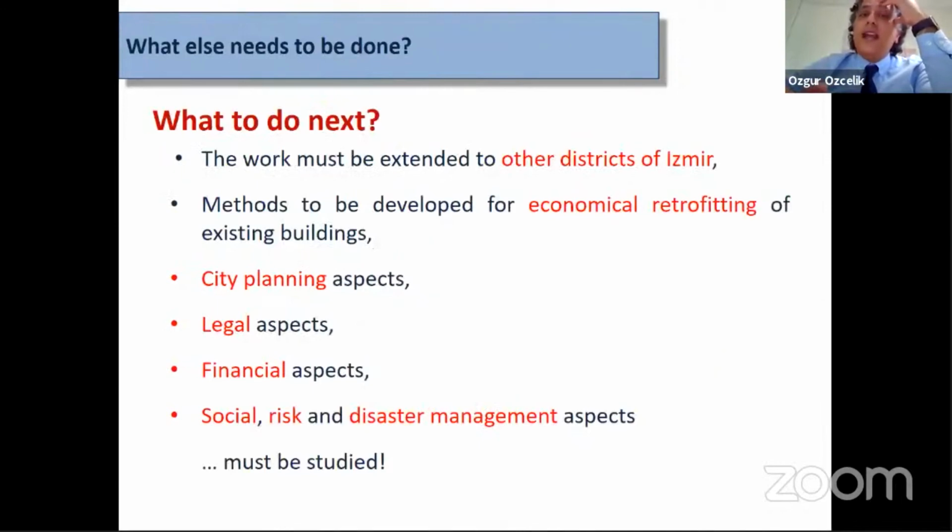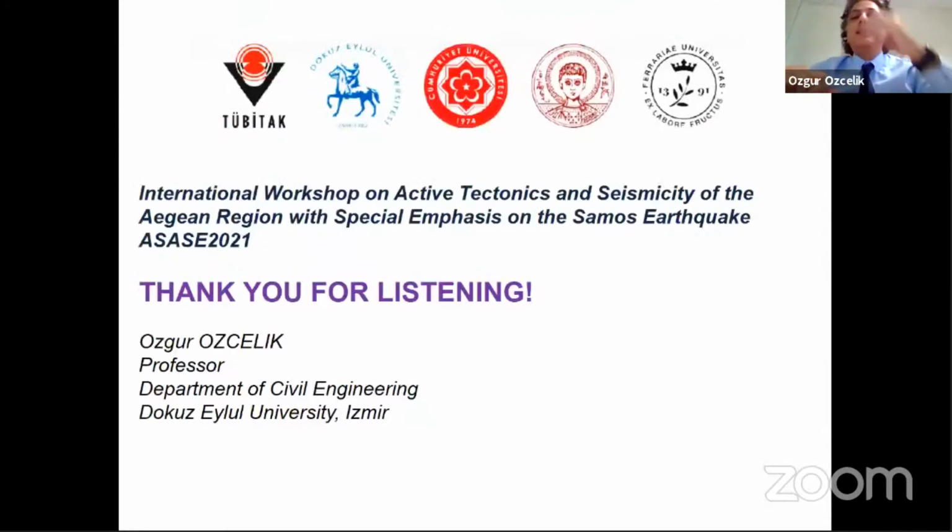What to do next? The work must be extended to other districts of Izmir. Methods must be developed for economical retrofitting of existing buildings. City planning aspects, legal aspects, financial aspects, social risk and disaster management aspects must be studied.